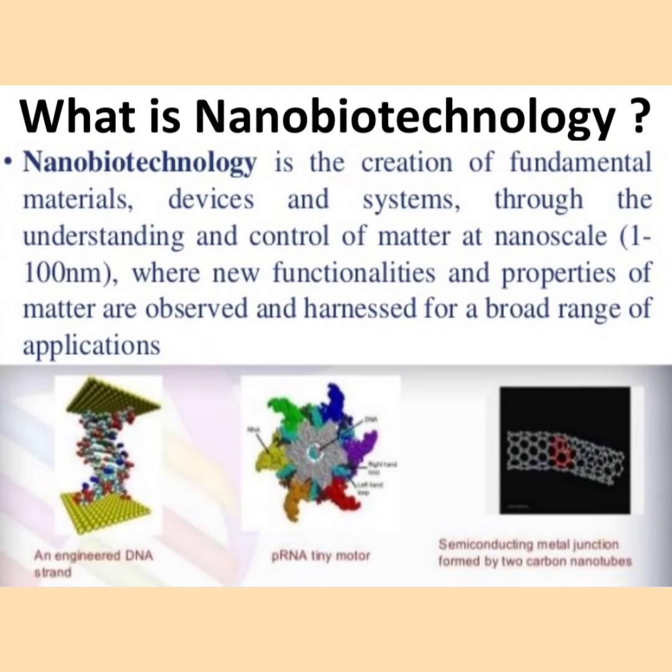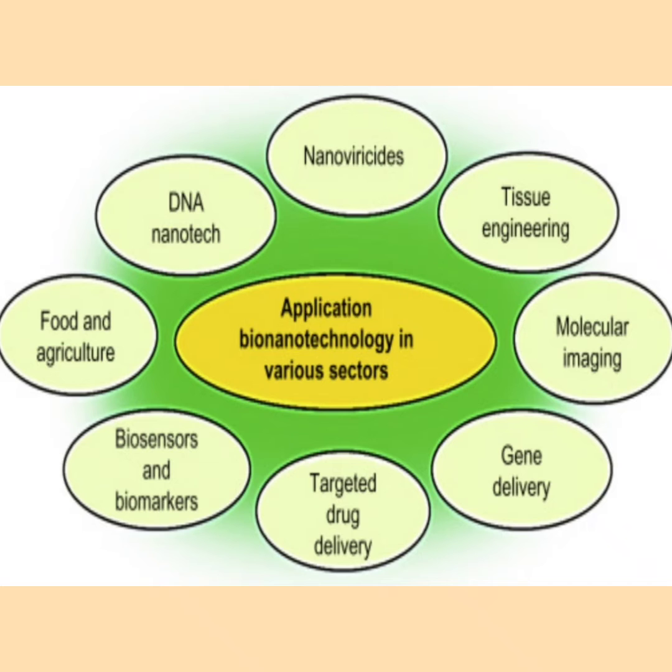An engineered DNA strand, you can see in the lower left. In the middle, you can see the pRNA, a tiny motor. On the right lower side, you can see the semiconducting metal junction formed by two carbon nanotubes. What are the applications of bio-nanotechnology in various sectors? Nanoviricides, tissue engineering, molecular imaging, gene delivery, targeted drug delivery, biosensors and biomarkers, food and agriculture, DNA nanotech.